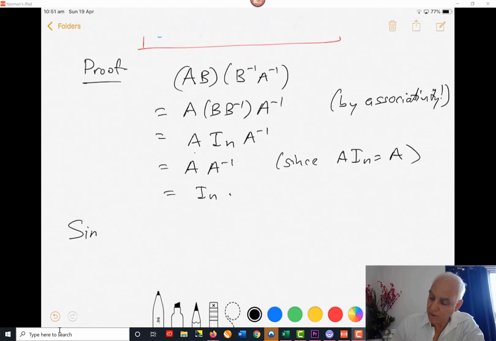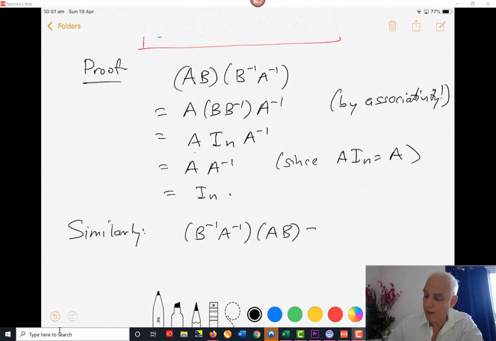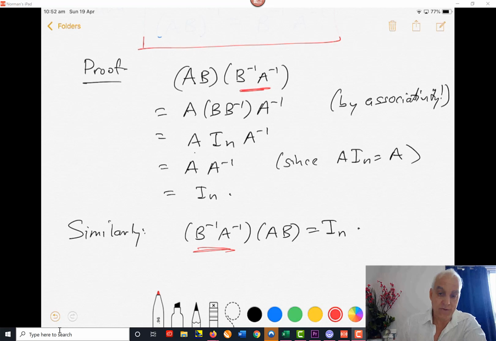Similarly, I'm going to leave it to you to check that we have a similar formula in the other direction. If we start with B inverse A inverse on the left and multiply by AB, then we also get the identity matrix. So this shows us that the matrix AB has a right inverse and a left inverse. Therefore, those two are the same, and so AB is invertible.